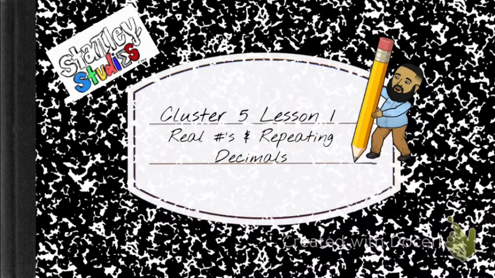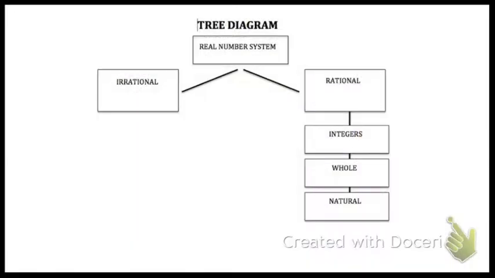Alright class, so in our new lesson today, we're covering Cluster 5, Lesson 1, Real Numbers and Repeating Decimals. To start off this lesson, we're going to talk about what's considered to be a real number, okay? Now, when we look at this tree diagram, it breaks down the real number system into different smaller categories. So we're going to get a few definitions about this, and we're going to start with the first one.